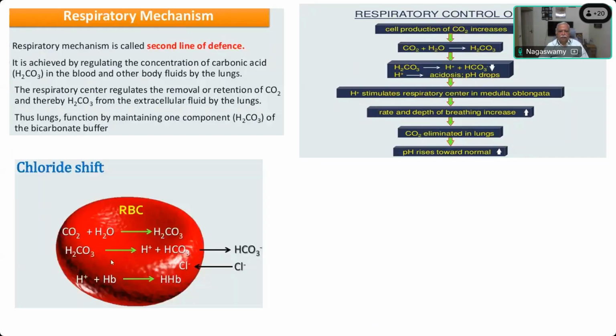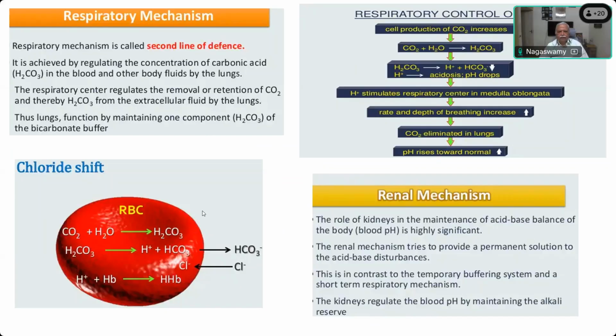Now the chloride shift that happens in the RBC is another mechanism, where carbon dioxide again forms carbonic acid, which is again broken down. So to retain the bicarbonate, chloride is being taken. What is this phenomenon called? What is the other name for chloride shift? Hamburger phenomenon. Very good. That is another important physiological mechanism. So these are all the respiratory mechanisms.